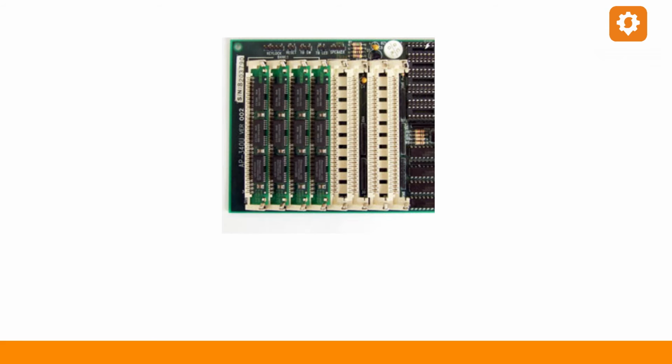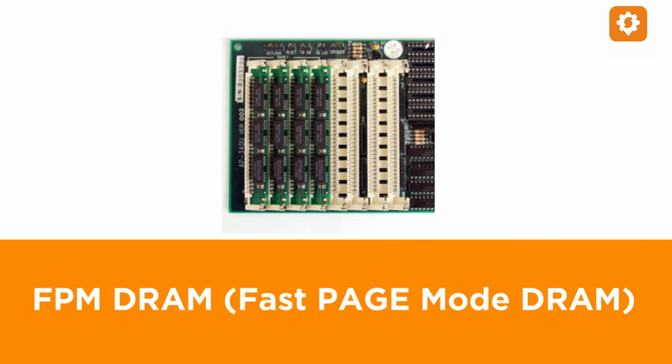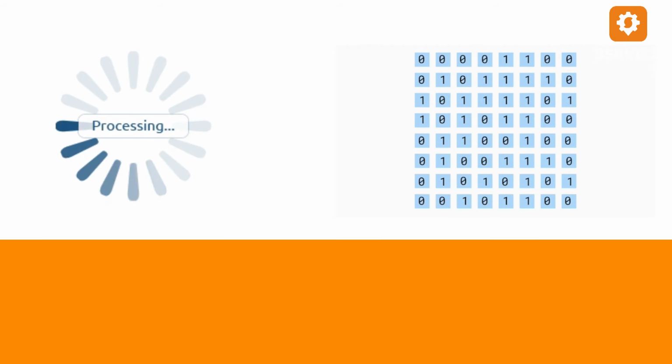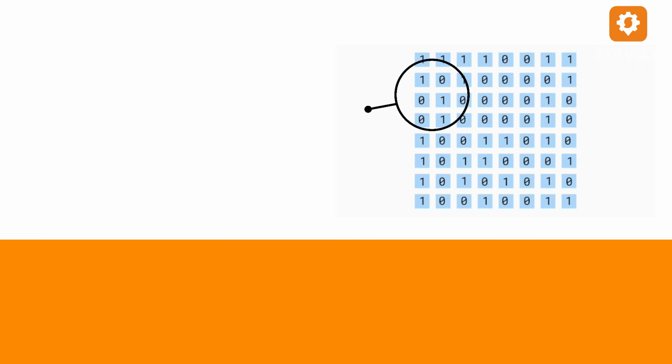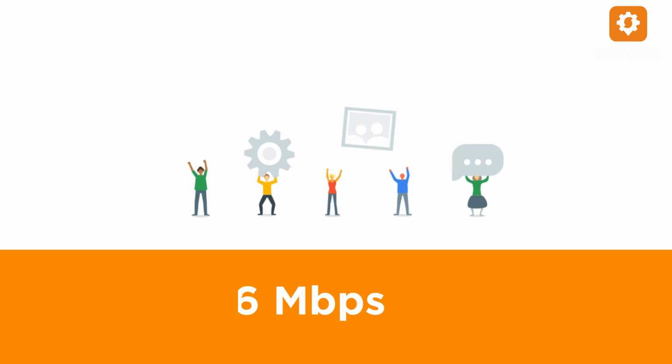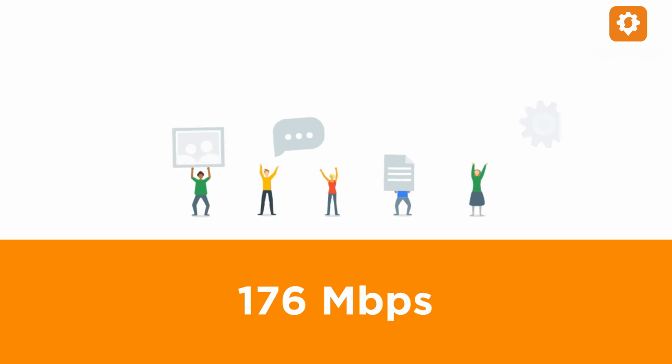Other important types of RAM: FPM DRAM. Fast page mode Dynamic Random Access Memory is the first type of RAM that waits through the entire process of locating a bit of data by column and row and then reading the bit before it begins on the next bit. Max transfer rate is around 176 MB per second.